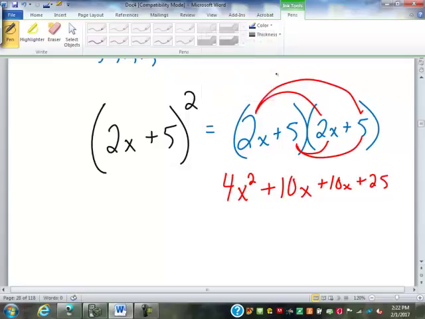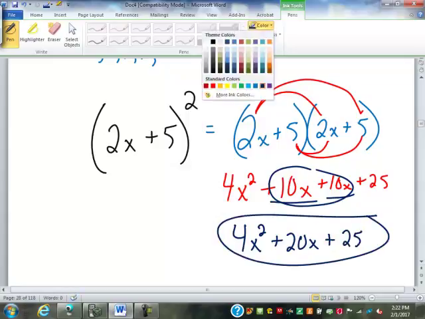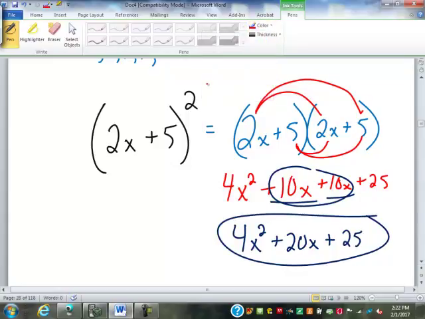What can we combine here? The 10x's, very good. So the 4x squared doesn't change. 10x and 10x make 20x, just x. Remember when we add, we keep the same name. And 25. A lot of people do make that mistake, so I'm glad you said that. It's good to point that out.